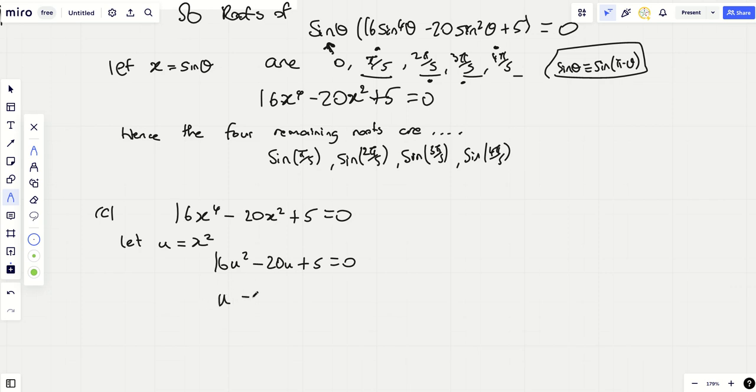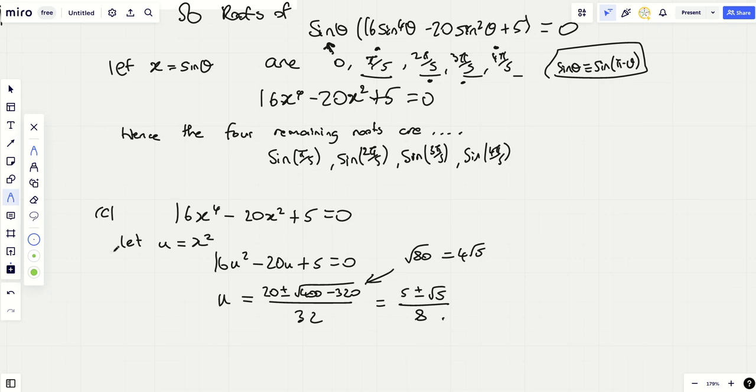Okay, so what does u equal? We can now just use the quadratic formula if you like. 20 plus or minus the root of b squared. What's b squared? 400 minus 4 times 16 times 5. I think that's 320, over 32. Okay, well, we can simplify that. 20 over 32 is the same as 5 over 8, plus or minus root 80, which looks to me the same as 4 root 5. So we can simplify that to 5 plus or minus root 5 over 8.